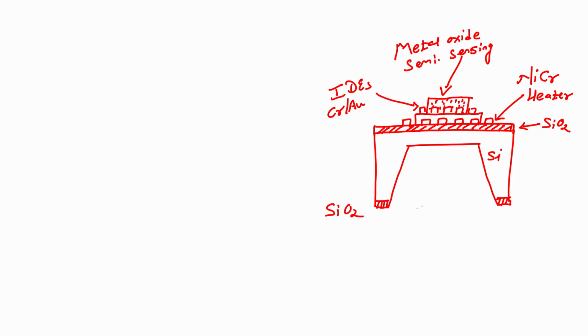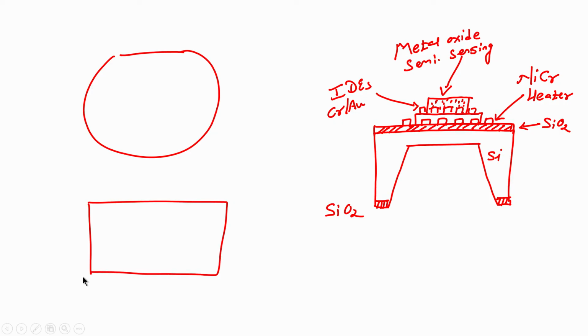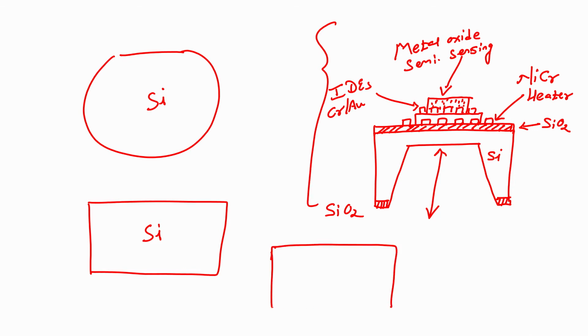Now, if I take a silicon wafer and draw a cross section of it, it will be like this. I etched the silicon wafer, this is silicon, but if you see this particular sensor, here we have a substrate which is like this. How to etch silicon or bulk of silicon? For that we have a technique called bulk micromachining.